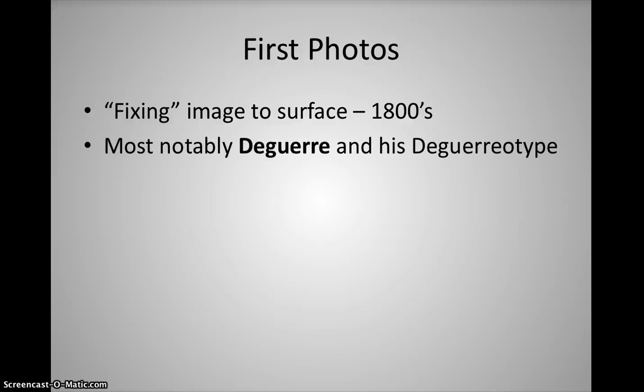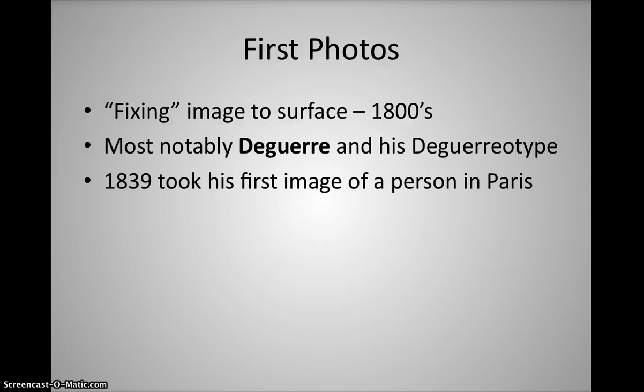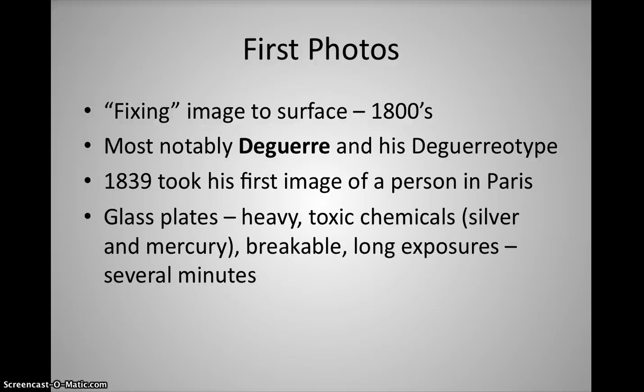Daguerre and his daguerreotype is the most famous. He's a Frenchman, and he took his first photo of a person in Paris in 1839. And for the longest time, all the way up until about the 1900s, it was chemists and rich men that were involved in photography and making these discoveries.